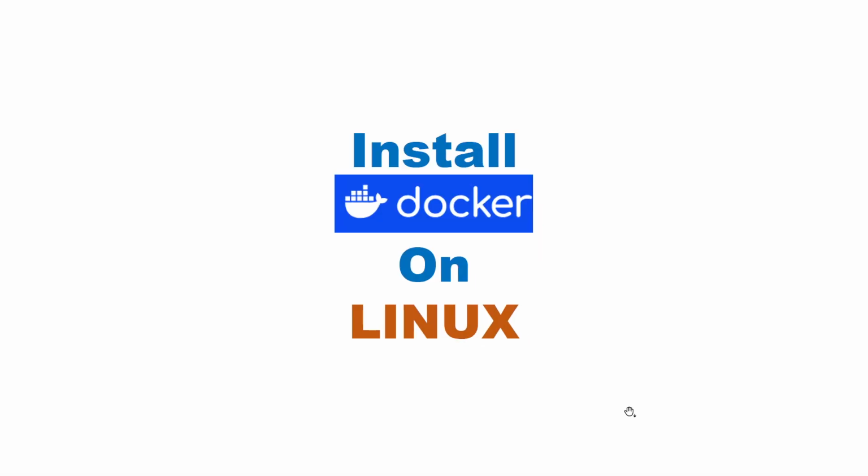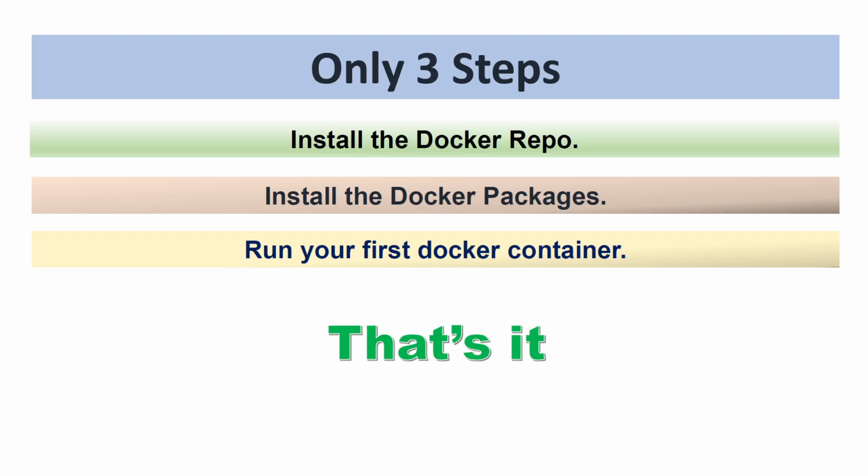Hello all, in this tutorial we will learn how to install Docker on Linux. There are only 3 steps for us. 1. Install the Docker repo. Once the Docker repo is done, install the Docker packages and then you are ready to run your first Docker container. That's all that we have to do.